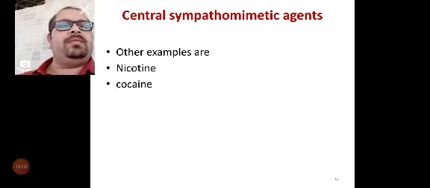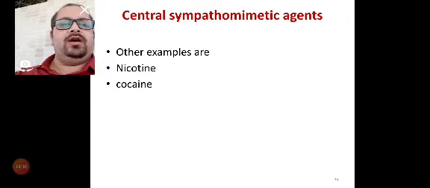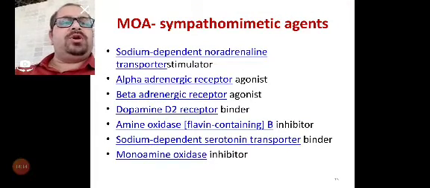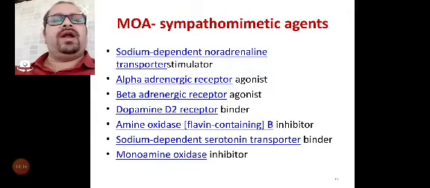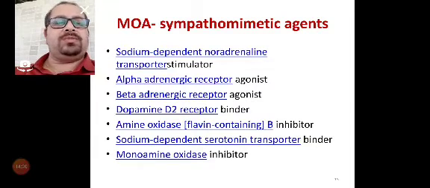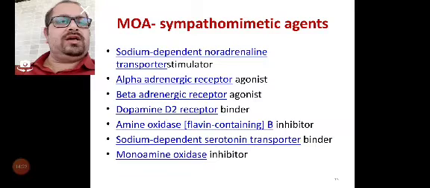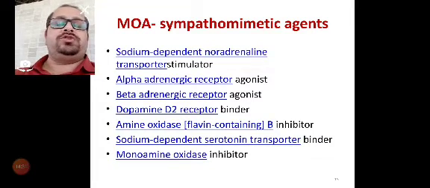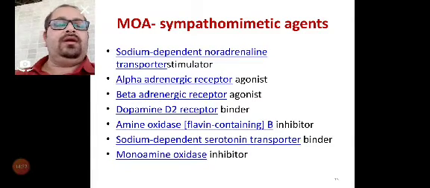Other central sympathomimetic agents are nicotine and cocaine. The mode of action of the sympathomimetic agents is varied because they act on a lot of receptors. All of you know that the sympathomimetic agents act via the ANS. It is a sodium dependent noradrenaline transporter stimulator.